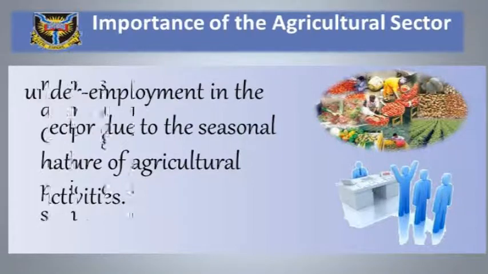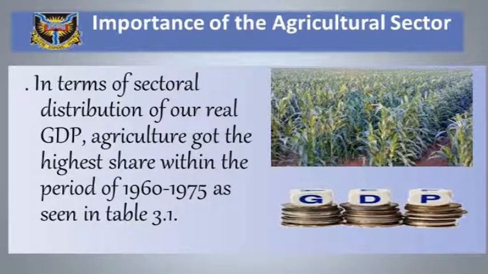In Table 3.1, we observe that in terms of sectoral distribution of our real GDP, the agricultural sector had the highest share within the period of 1960 to 1975. It was beyond this period, precisely in 1976, that the industrial sector first exceeded agriculture. No doubt, this was a result of the little attention given to the sector as soon as the first oil boom took place between 1973 and 1974.